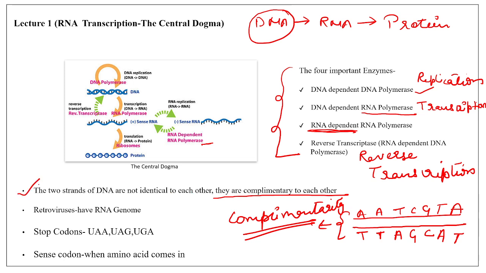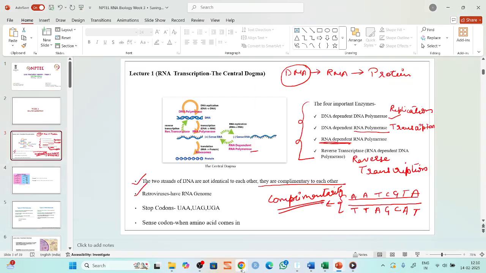And retroviruses have an RNA genome. Okay, stop codons. These are the three stop codons: UAA, UAG, and UGA. Whenever a stop codon comes, the synthesis of protein stops. And what is a sense codon? Where an amino acid comes in, it is known as a sense codon. So there are two types of codons.